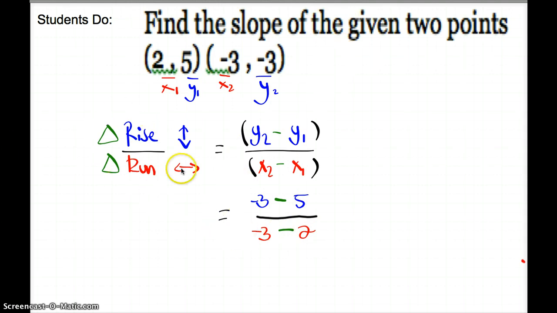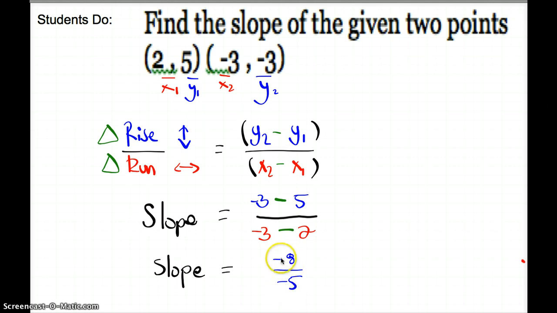This is our slope, so I'll just rename this slope equals, and I'll do the math. -3 minus 5 is -8. -3 minus 2 is -5. So our slope is -8 divided by -5. Again, a negative divided by a negative makes it a positive. So I could just say our slope is 8 over 5.